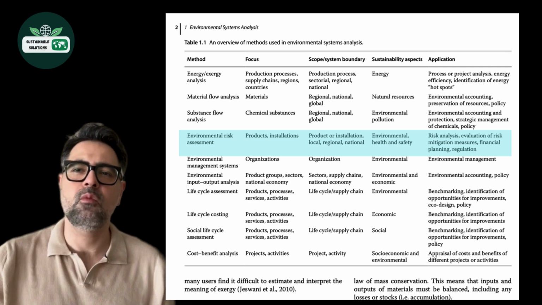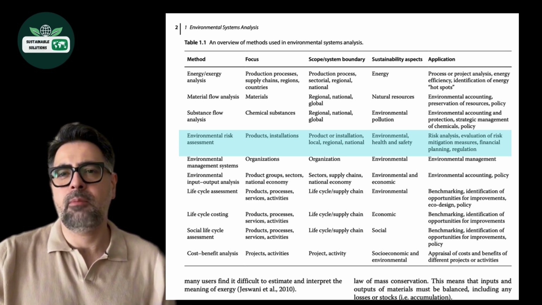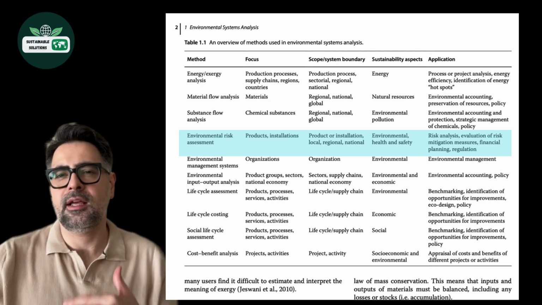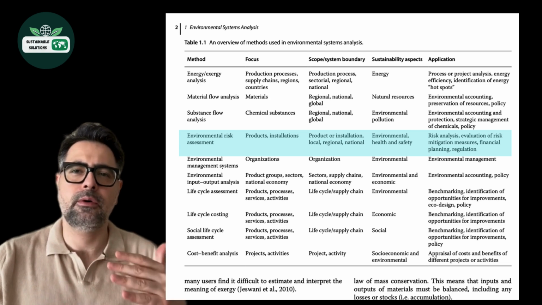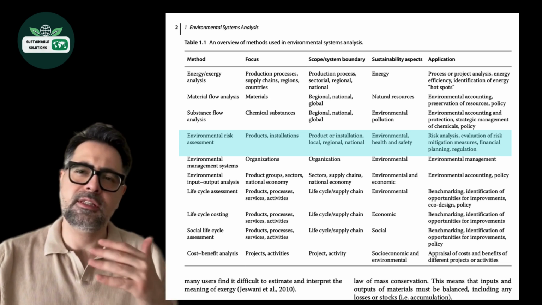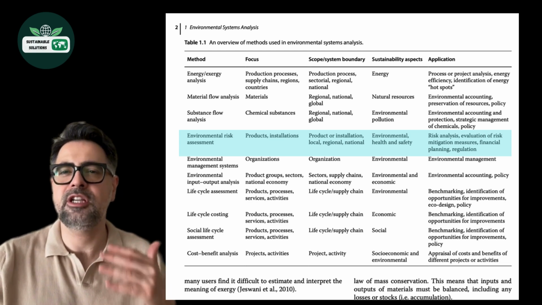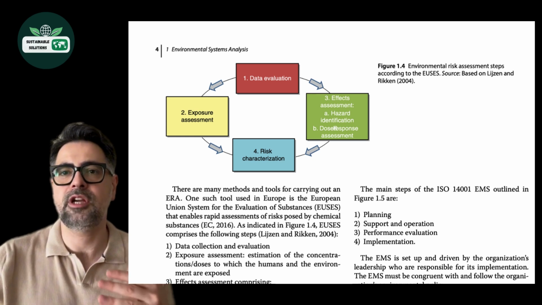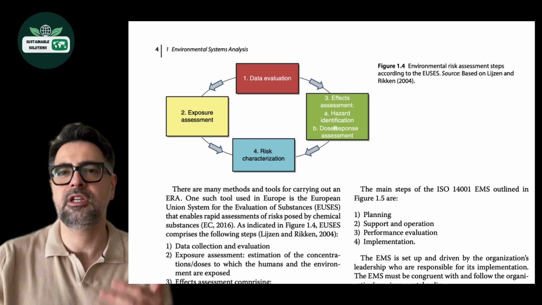Third one is environmental risk assessment, ERA. ERA looks at the potential harm that chemicals, industrial processes, or technologies can pose to humans or the environment. It includes steps like hazard identification, dose response assessment, and risk characterization. This is especially useful for compliance with regulations, but also for identifying areas where innovation can reduce risk.